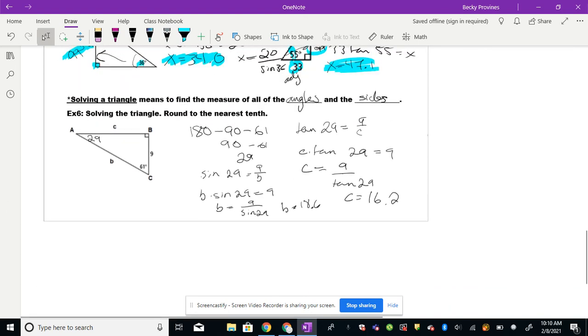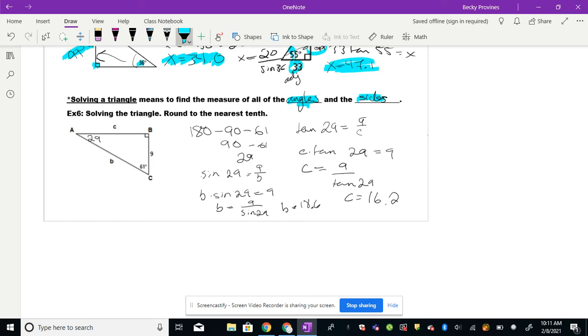Okay, last problem. Fill in the blanks here, so please fill those in with me. Solving a triangle means to find the measure of all the angles and the sides. So example 6, solve the triangle, round to the nearest tenth.